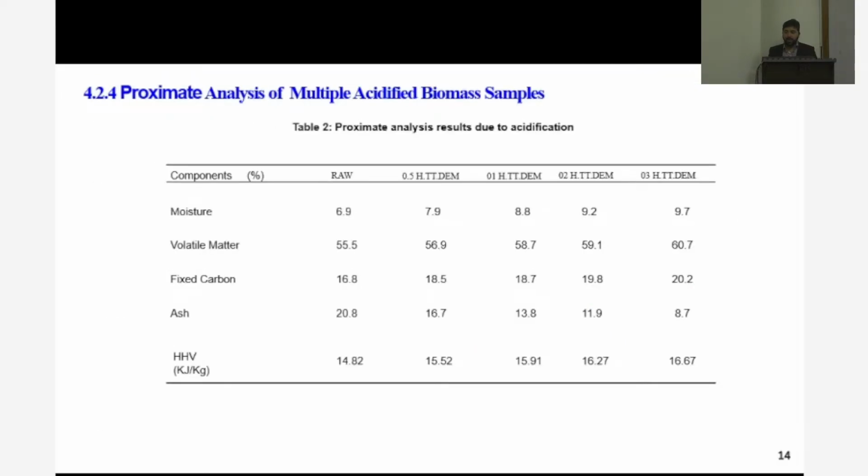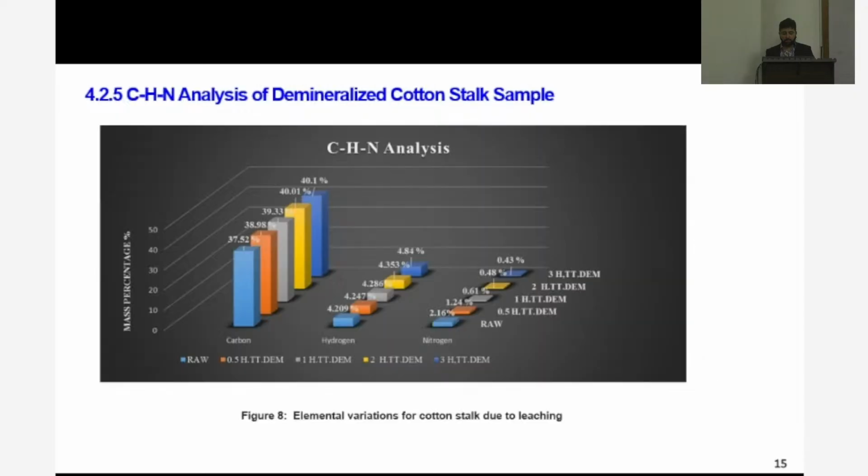Here we have the proximate analysis, and the most important components, the fixed carbon as well as the volatile matter, were found to increase with demineralization. Here we have the CHN analysis of demineralized cotton stalk, and we found that all the samples showed a significant effect on the basis of demineralization, whether it's a raw sample, a half-hour treated sample, or a 3-hour treatment time sample.